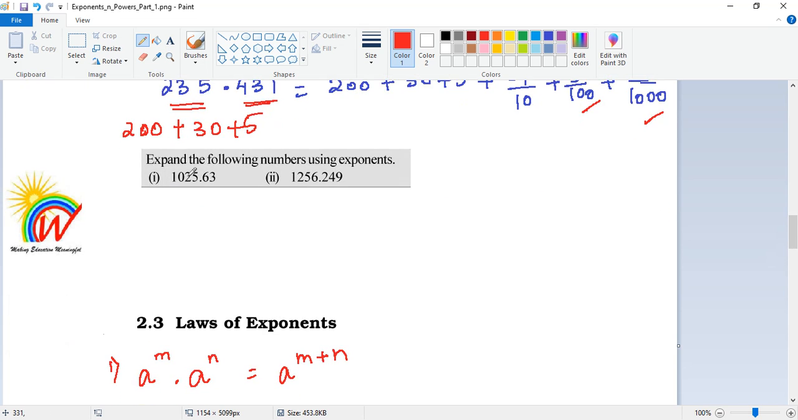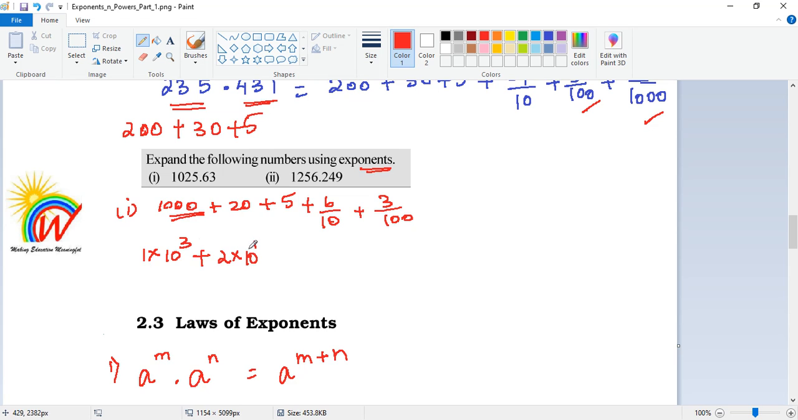So same way, see here they are asking you to expand the first one, 1025.63, and they are asking you to use the exponents. So this is actually 1000 plus 20 plus 5 plus 6 by 10 plus 3 by 100. Okay, so this could be written as 1 into 10 to the power of 3, because it's 1000, right, plus 2 into 10 to the power of 1, that will be your 20, because it's multiplied by 10. 2 into 10 is 20, right?